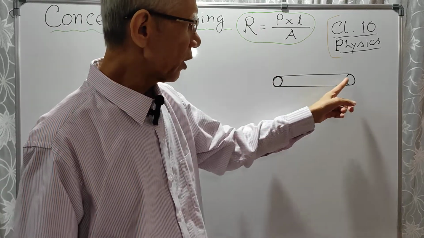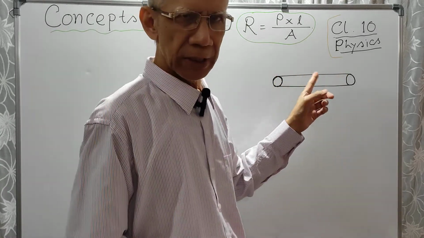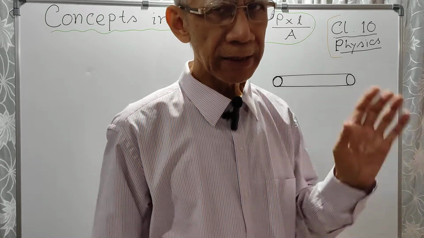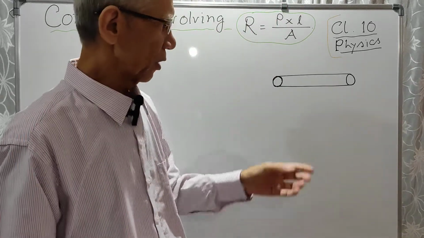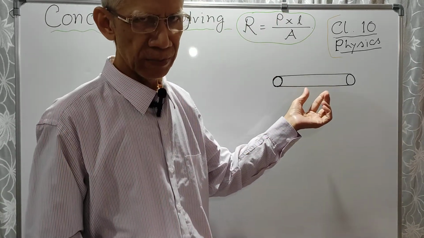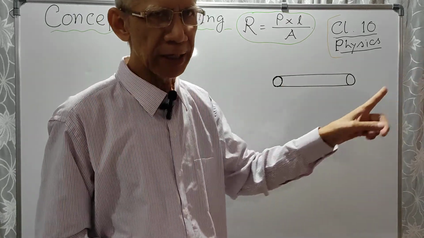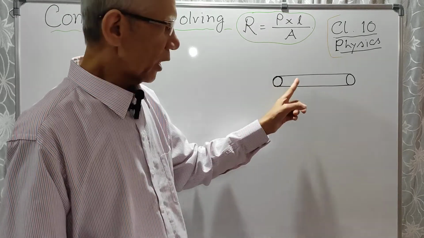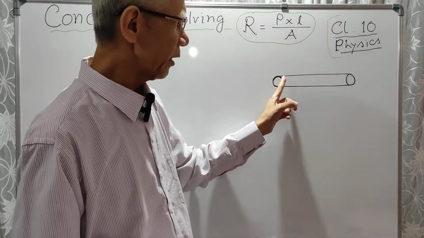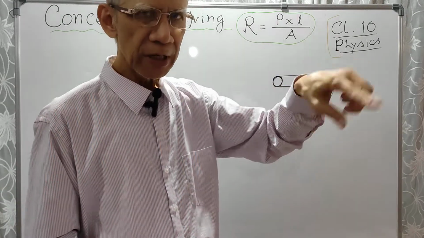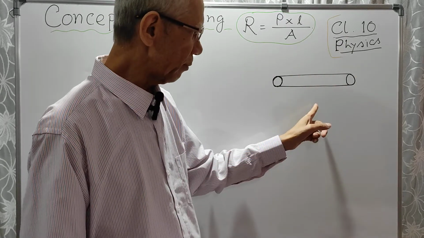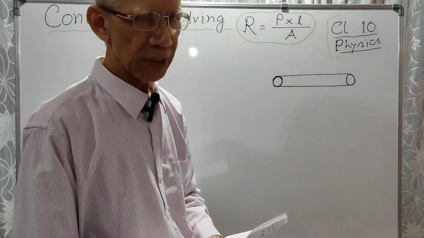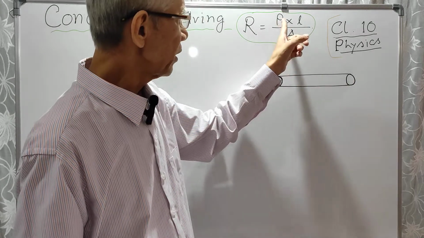Suppose this is a conductor, say an electric wire. An electric wire is cylindrical in nature, so I am magnifying it many times. Usually it looks like a straight line, but actually since it is a cylinder, it will be like this. This cylinder has a cross-sectional area. These two faces are circles. If you cut at any place, you will get a circular face. That cross-sectional area is A.